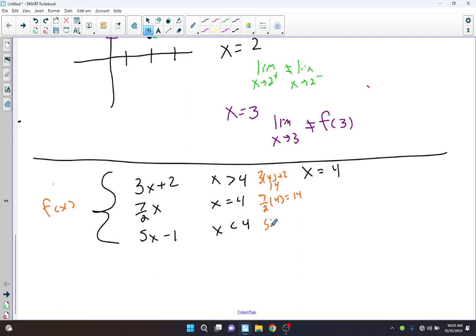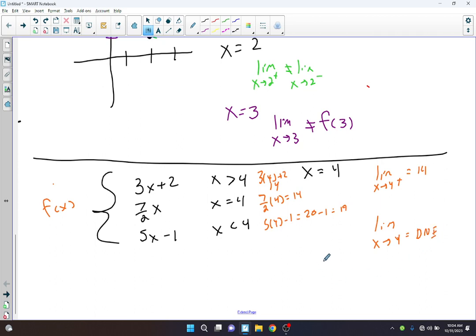So this one, 5 times 4 minus 1, that's 20 minus 1, which is 19. So in this case, the limits do not match each other, so the limit doesn't exist. If the question was, what's the limit at each part? You could say the limit as x approaches 4 from the positive side is 14. It's x bigger than 4, so I'm coming from things bigger than 4. And then the limit as x approaches 4 from the negative side is 19. But if I ask you what the limit as x approaches 4 overall is, that's a DNE.